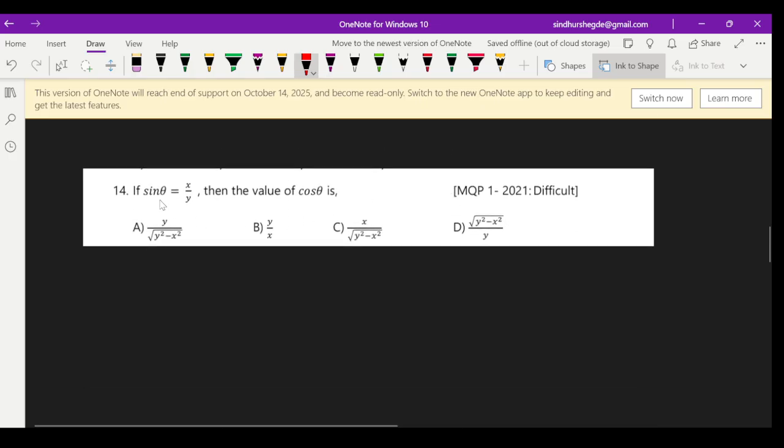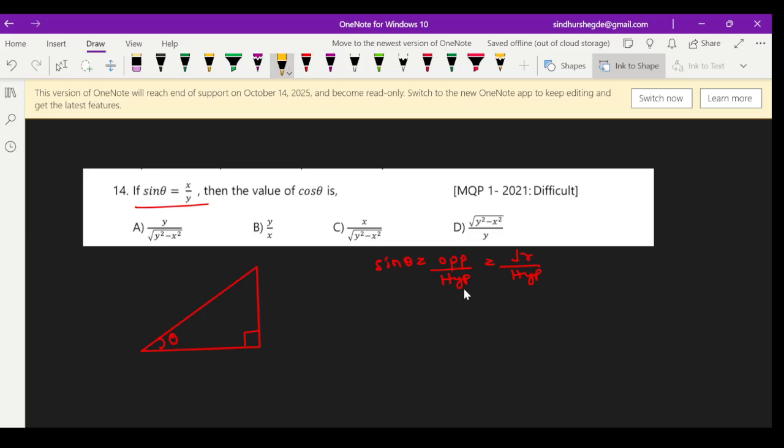So sin theta is equal to x by y. What is the value of cos theta? So in this type of problem, it is better to draw a right angle triangle. Okay. So let it be theta. So x by y. What is sin theta? We know that sin theta is nothing but opposite side by hypotenuse. In some textbooks you will find that as perpendicular by hypotenuse.